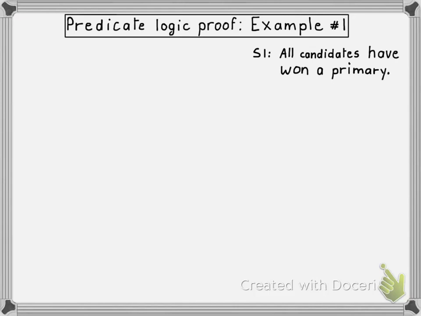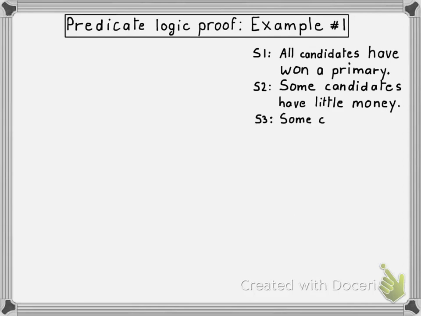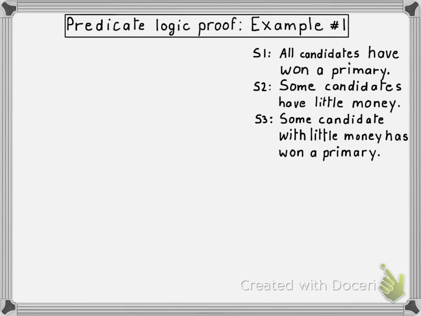Sentence S1 says, all candidates have won a primary. Sentence S2 states, some candidates have little money. And the last sentence in the argument, S3, states, some candidate with little money has won a primary. So this is an argument. It's a sequence of three propositions, where the first two, S1 and S2, are the premises, and S3 is the conclusion. So the question we're asking here is whether this argument is valid.